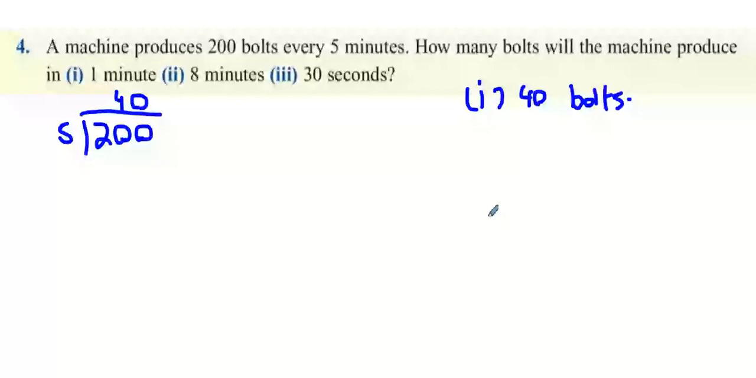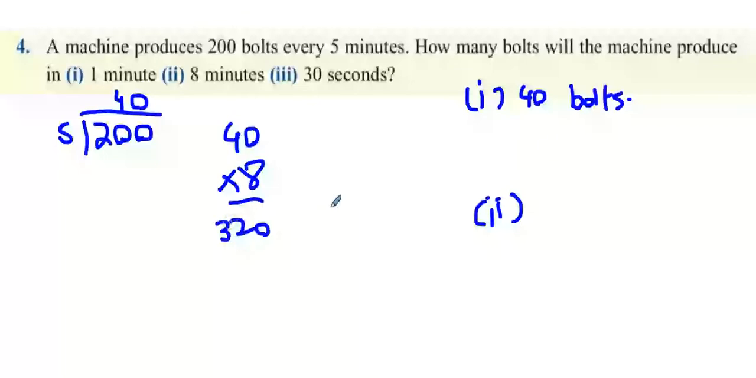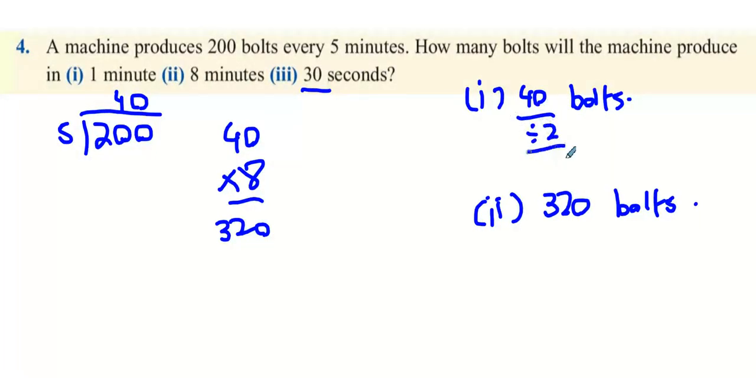Okay, so in 8 minutes you're going to use 40 multiplied by 8. 8 times 0 is 0. 8 times 4 is 32. So that would be 320 bolts. The next one we want is in seconds, which is half a minute. So in 1 minute you produce 40 bolts. In half a minute you just need to divide that by 2 and you get your answer for part 3, which should be 20 bolts.